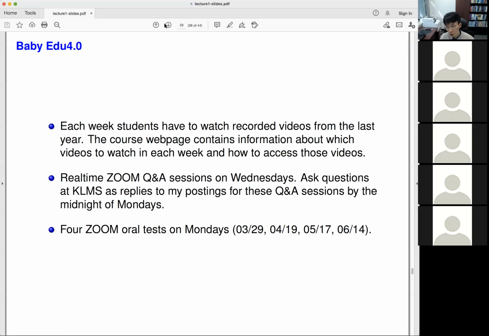Now, the last bit is also very important. We are not going to have a midterm or final, but there will be oral tests. It's something which I never tried. I don't know how it's going to work, but I thought it's worth trying. So there will be 4 Zoom oral tests. They will happen on Monday. The dates are fixed, so you have to attend them. If you don't attend, you get 0. And I'm going to tell you more about how these oral tests will be run.